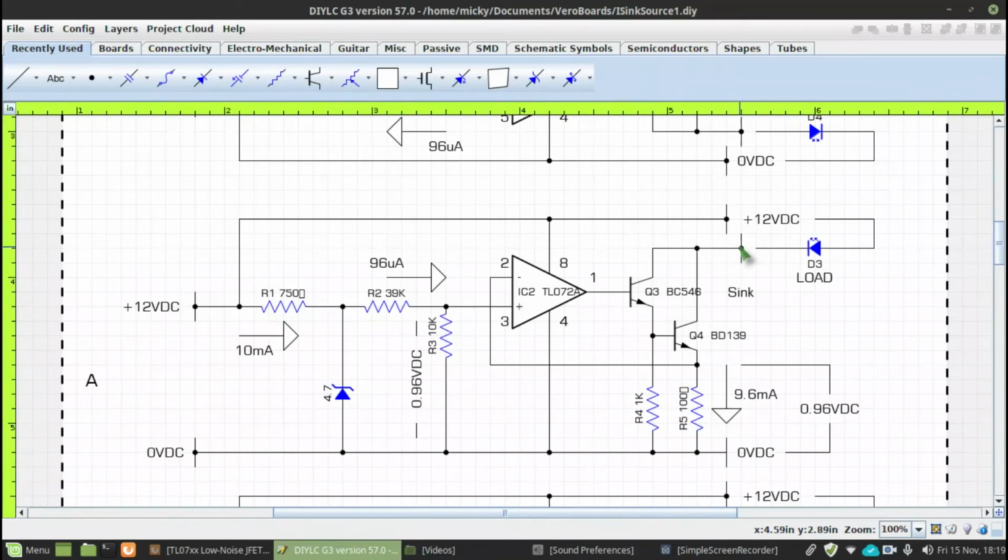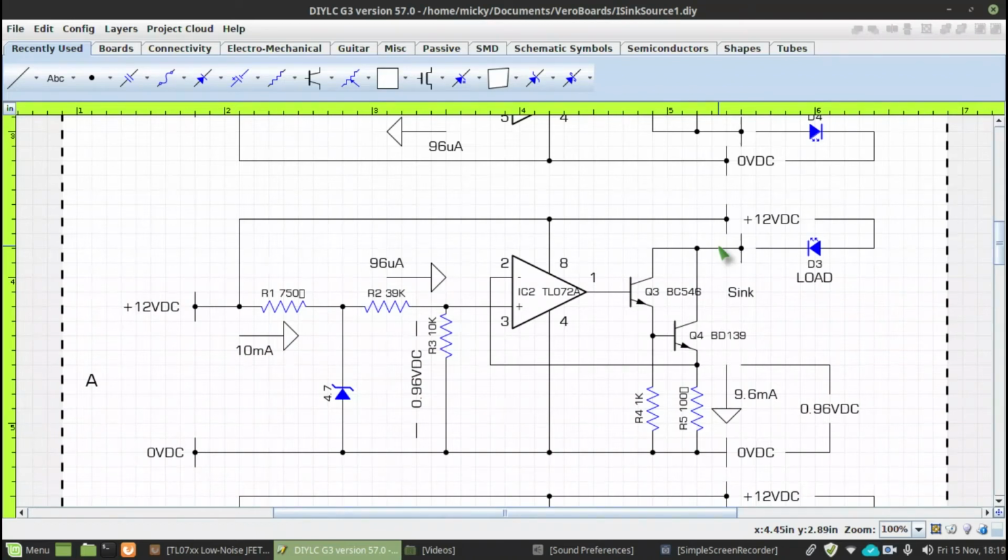So if you present a load from plus 12 through to the collector of these transistors, you should always experience 9.6 milliamps flowing through this point here. It doesn't matter whether that is a small resistor or a large resistor or a diode, or indeed you can short these terminals out. You will only have 9.6 milliamps flowing into the collector of these transistors, and therefore that becomes a constant current load.